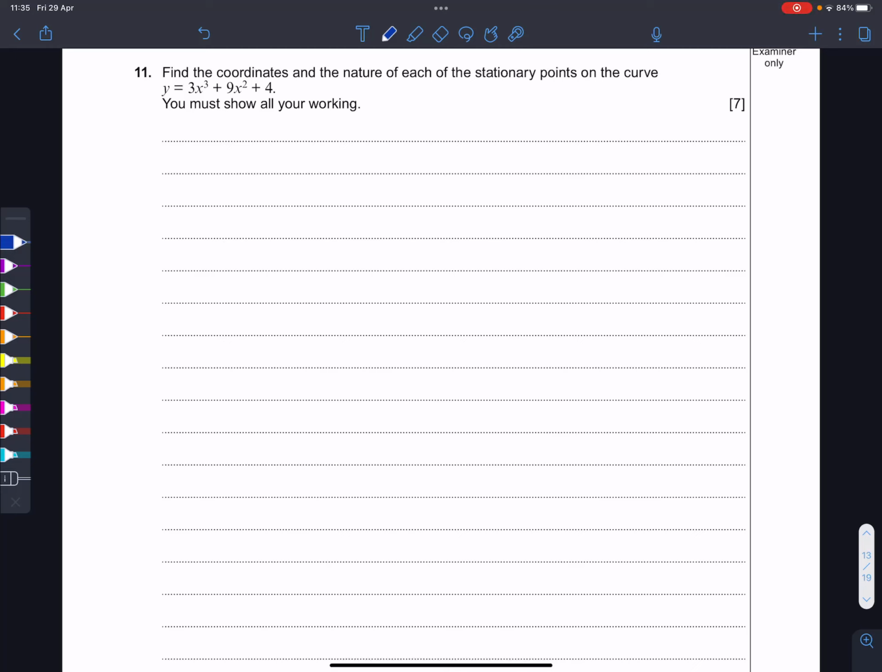Okay, this question is find the coordinates. So we need to find the coordinates and the nature of each of the stationary points. So "each of" suggests that there's more than one, on the curve y = 3x cubed plus 9x squared plus 4. You must show all your working.